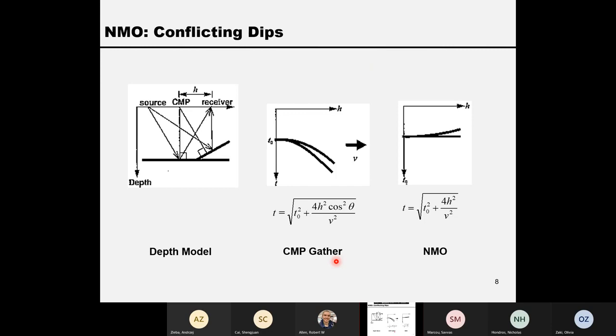Another issue, very likely, the subsurface model is not like a single flat layer, but you could have both a flat layer here and also a dipping layer for this CMP gather. So you have two arrivals in your CMP gather. It looks like this.